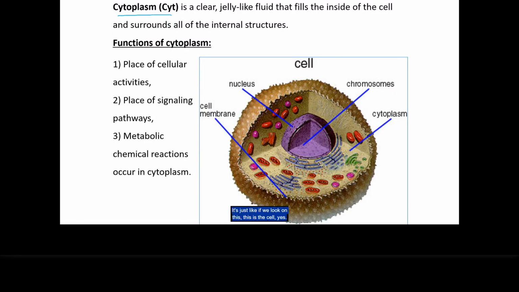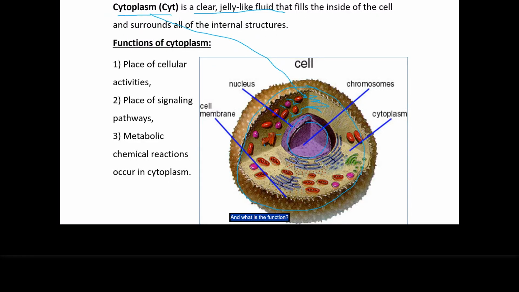And what is this? If we look at this, this is the cell, yes? This is a nucleus, this is a eukaryotic cell. These are different organelles shown in here, but this is the background all around between these organelles. So this will be the cytoplasm. It's a jelly-like or clear fluid inside of each cell, and it just surrounds all internal cellular organelles or molecules in the prokaryote.